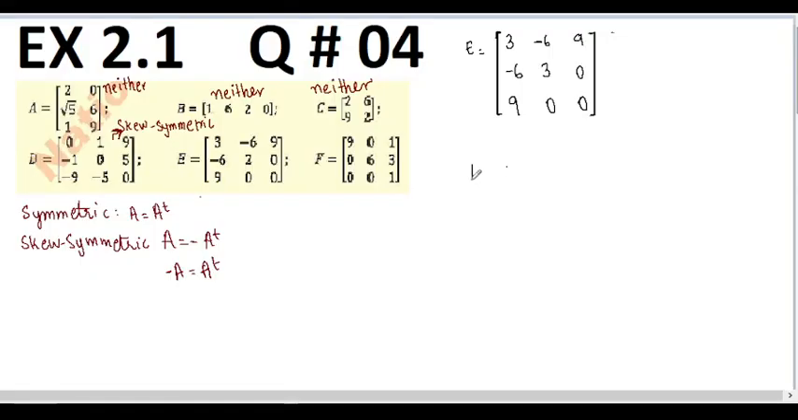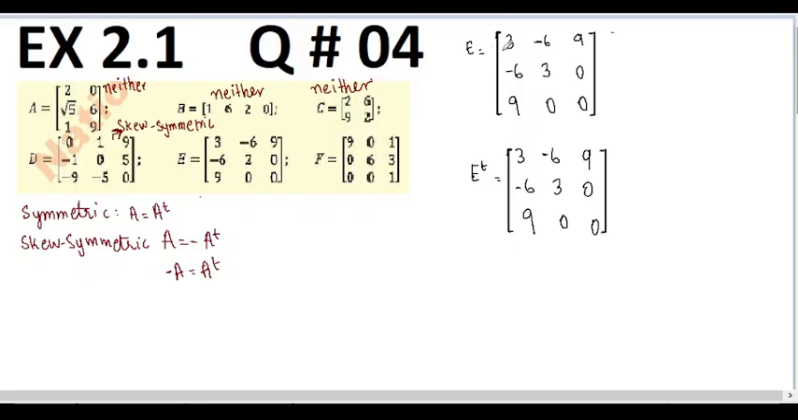E transpose equals, what is it equal to? We are going to just put it over here. E transpose equals, we are going to change this first row into the first column, so it is 3, -6 and 9. Then the second row into the second column, -6, 3 and 0. And the third row into the third column, so 9, 0, 0.